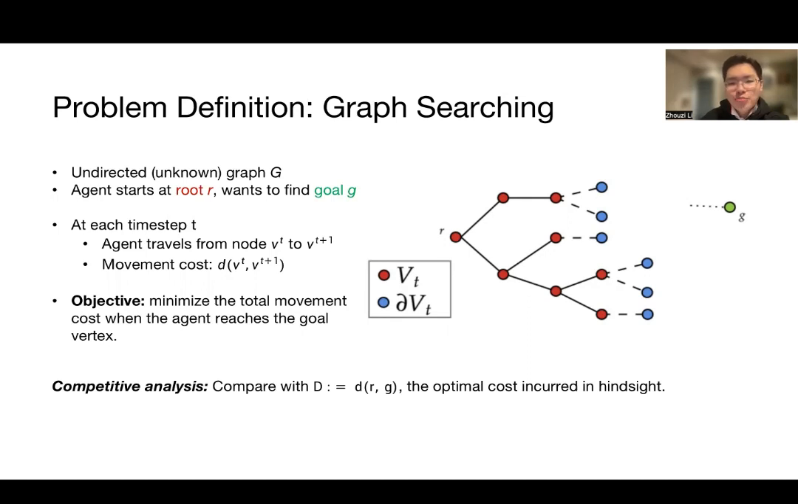Because it is an online problem, we consider competitive analysis, comparing the cost of the algorithm to the optimal cost incurred in hindsight, which is just capital D, the distance between the root and the goal.